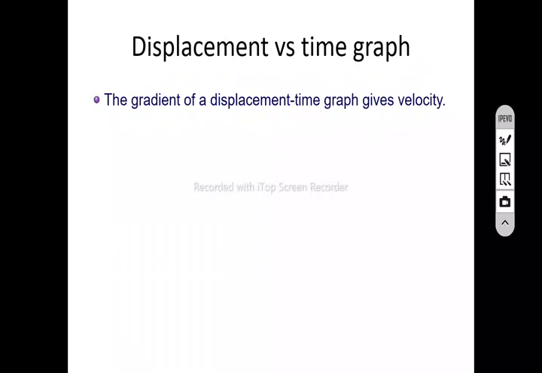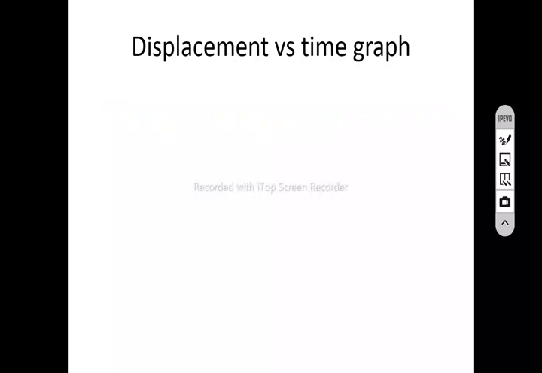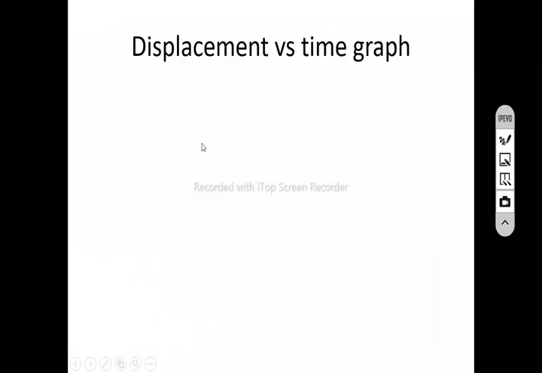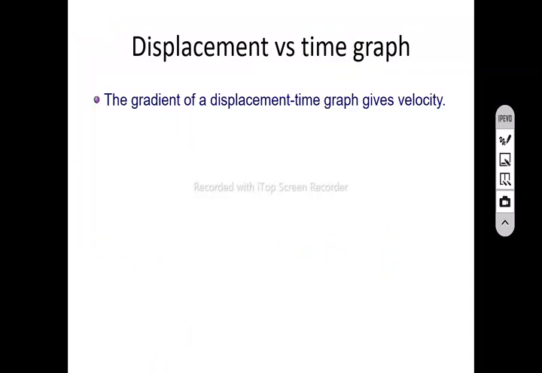The gradient, y2 minus y1 over x2 minus x1, will give you velocity. Why, you might ask? It is evident. Your displacement values are always the y1 and y2 values, divided by the x2 and x1 values, which will always be time. So you have displacement over time, and that is velocity. Velocity always has a direction component.